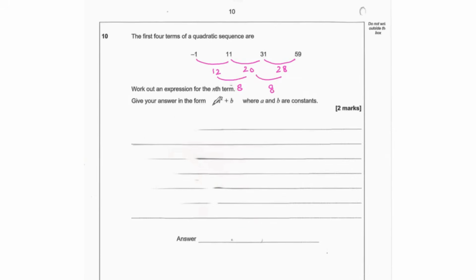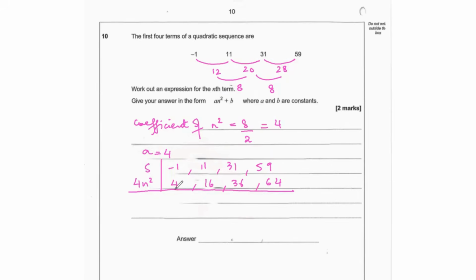So for the coefficient of n square, we divide the common difference by 2. That gives us 4. So a is 4. Now we will create an equation using 4n square. First, let's write the original sequence: -1, 11, 31, and 59. Now, when we have 4n squared as the nth term, that's going to be 4, then 16, then 36, and then 64. We just substitute n with 1, 2, 3, and 4.